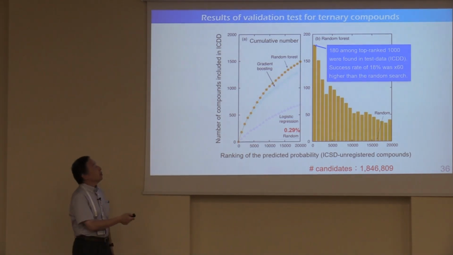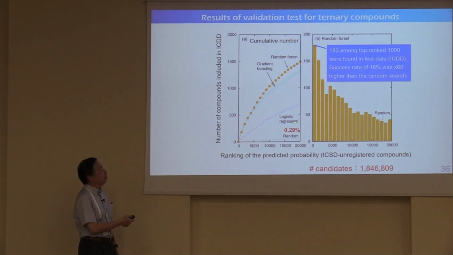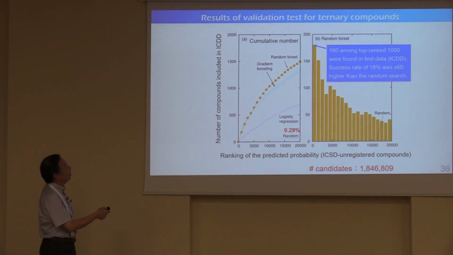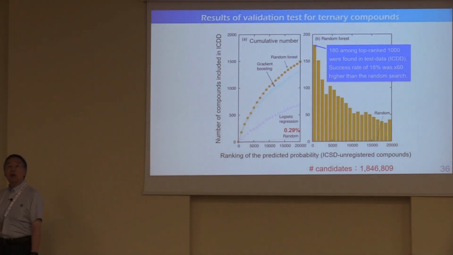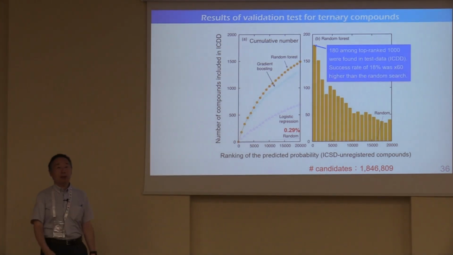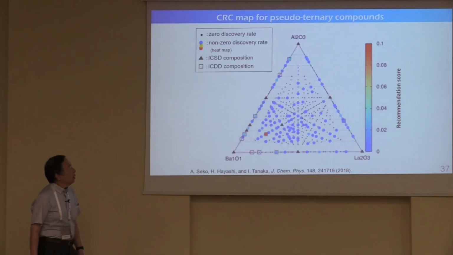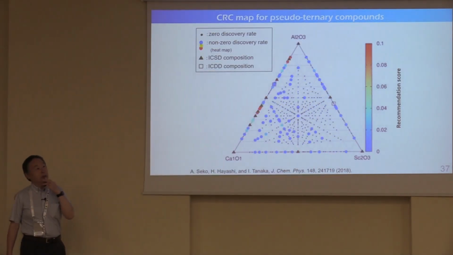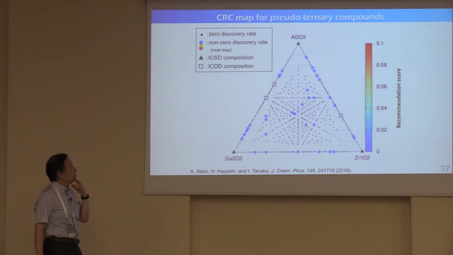This is 60 times higher than the random search. Random search can produce just 0.29%. This is quite low and this is quite high. So this is quite successful, and we thought it is more or less good enough to show to the experimentalists. And actually it is very difficult to show to the experimentalists, but we made some way to show that.